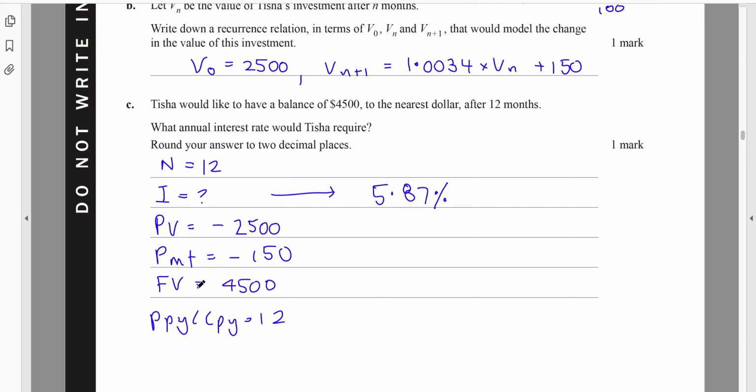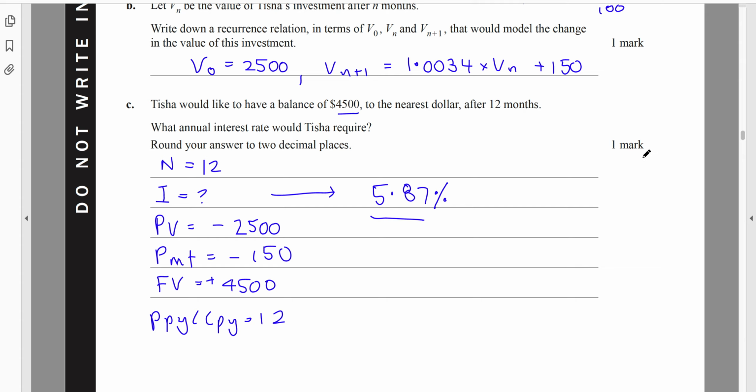Future value is what we want, and we're told we want a balance of 4,500. So you'll notice that is in our FV value, but it is positive because that will be Tisha's money that goes to her at the end of the 12 months. And finally, it's monthly, so PPY, CPY is 12. Once we do that, we go to I and press enter and we get our rate. We wanted 2 decimal places, so we round it off. So 5.87% is the answer.